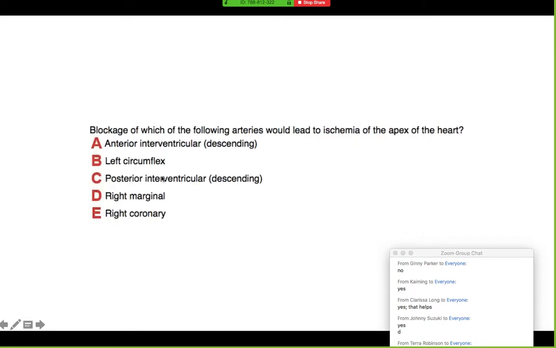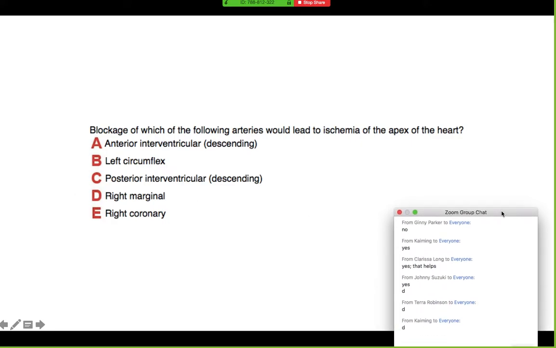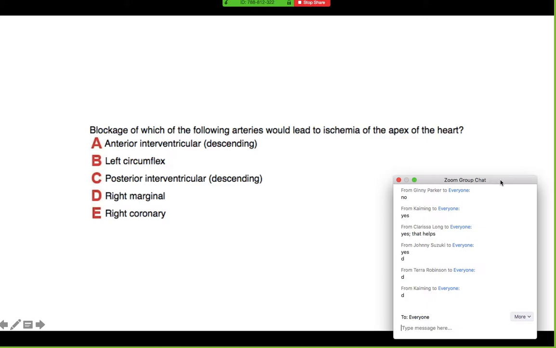Okay. Here's a way they could ask about coronary arteries on your written exam. Go ahead and type in the answer for this one. That is correct: anterior interventricular. If you go back and look at a picture of the coronary arteries, you'll see that LAD running towards the apex of the heart.